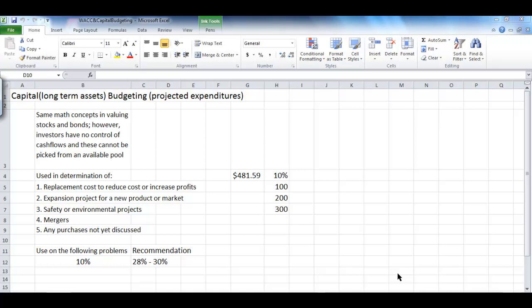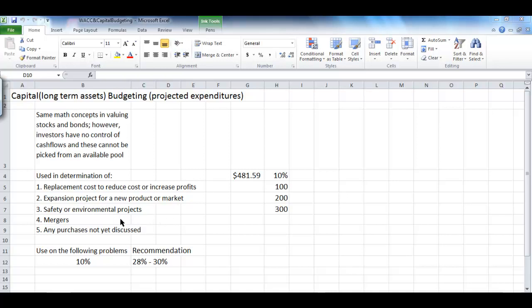Now, every day, business managers are confronted with questions on spending money to either save or make money in the future. We refer to these as capital budgeting decisions. I'm going to use the same math concepts as I use in valuing stocks and bonds. However, we're going to look at it from a little different perspective. We're going to use it in determining whether or not we want to spend money to reduce future cost or increase profits.